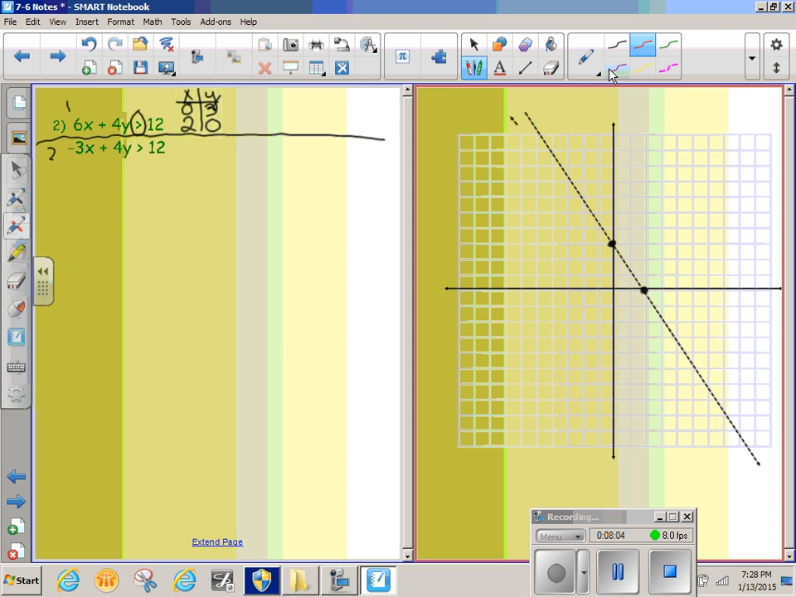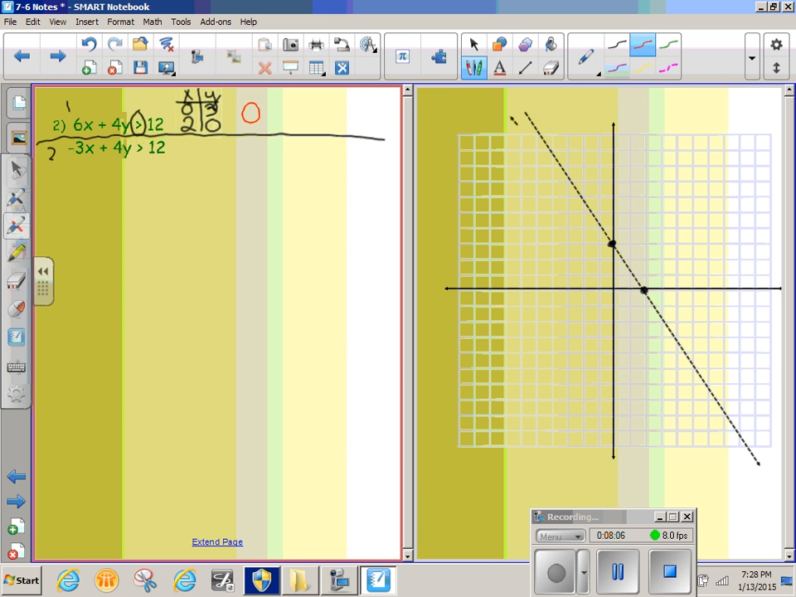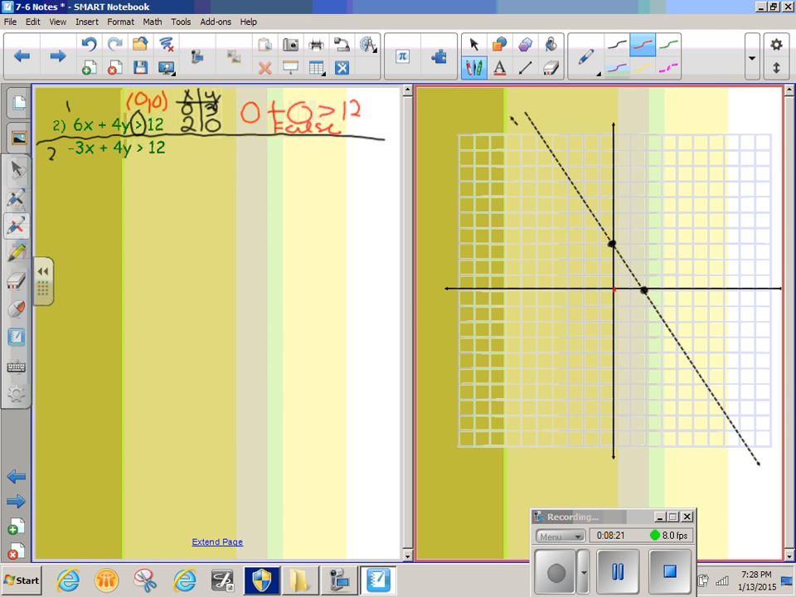So I know when I substitute in 0, 6 times 0 is 0. My test point is 0, 0. 0 plus 0 is greater than 12. Well, that's a big no-no. That is a false statement. Therefore, I don't want to shade at my test point. I want to shade on the other side of the line.